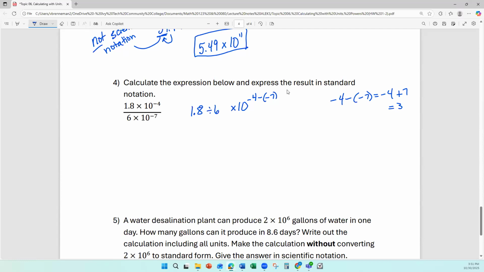If you want to put that into your calculator, you need to use your negative button and then the 4, and then the minus button, and then the negative button, and then the 7. So 1.8 divided by 6 is 0.3. And that's times 10 to the third. And this one's just standard notation. So I'm just going to go ahead and move that decimal point 3 places, or multiply 0.3 by 1,000. Comes out 300.